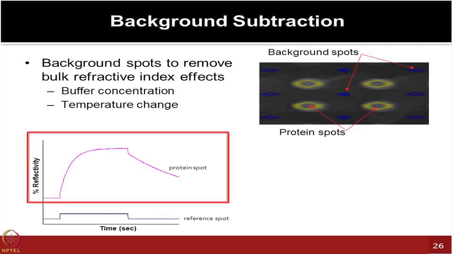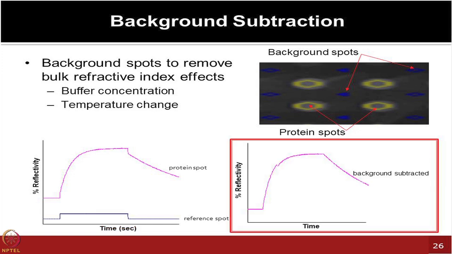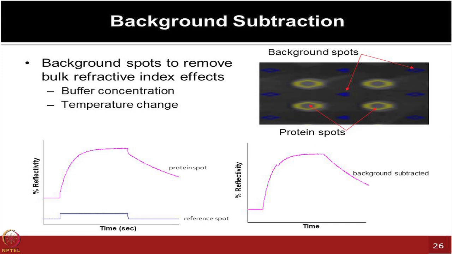For example, this was the actual spot showing you the binding. And this is something coming from your blue spot, because buffer is flowing over the whole chip, so there is some sort of bulk effect you will see. Now if you subtract this, your shape changes. Your sensorgram looks a little different now. These are the things which can make your curves very different if you are not using normalization, or background subtraction, which is very crucial.